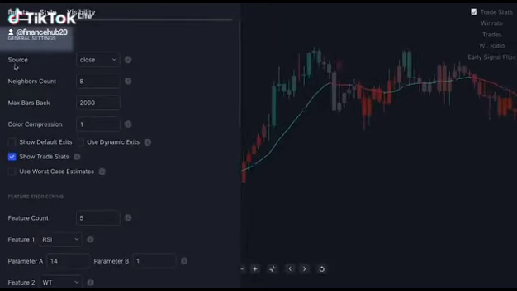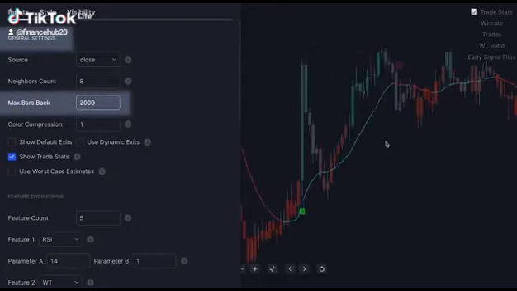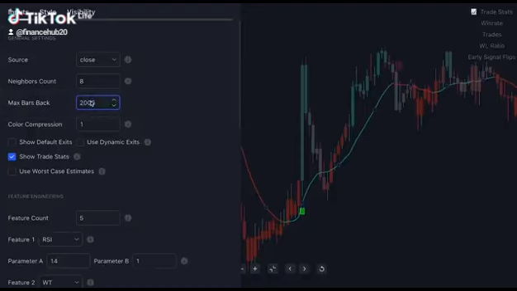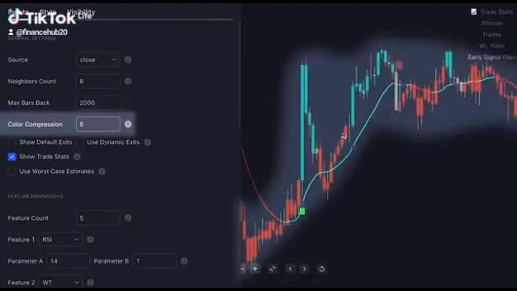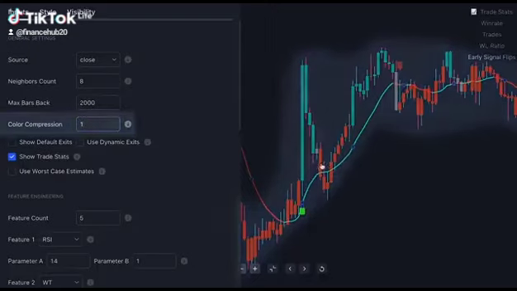If we scroll back to the top of the Settings panel, we can see that we have a few general settings available. The max bar back controls how much data is used by the indicator to provide predictions. More is usually better, but increasing will slow down the indicator. So I would recommend leaving it on defaults. Color compression controls how gradual the candle colors change. Higher values will result in sharper changes in candle coloring. I would recommend leaving this on 1 so we can see slowly as the market momentum shifts.